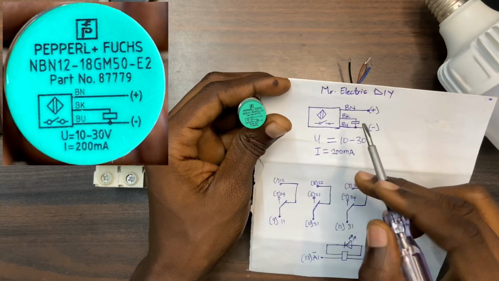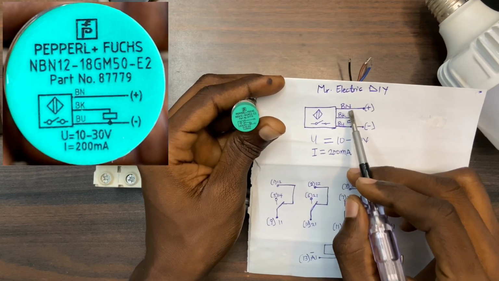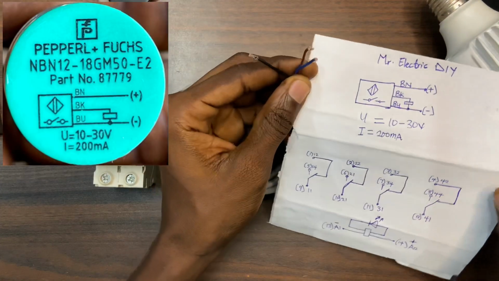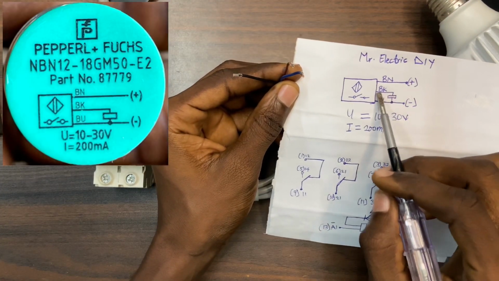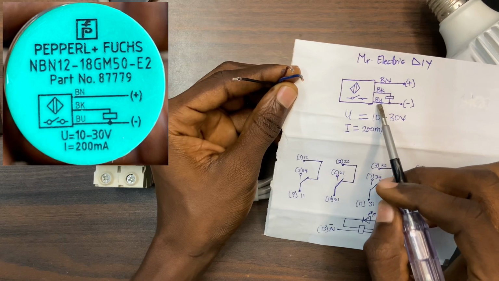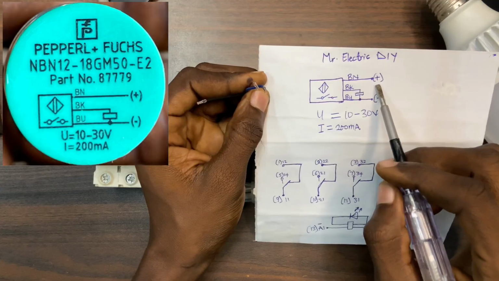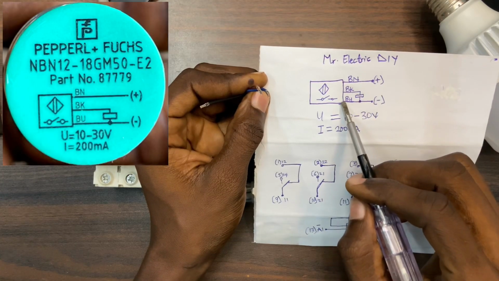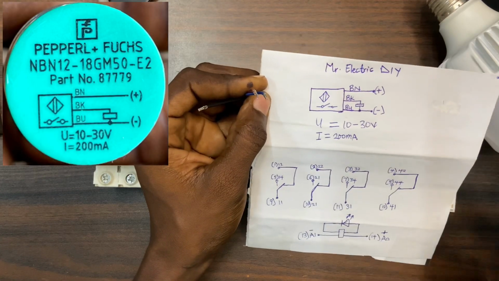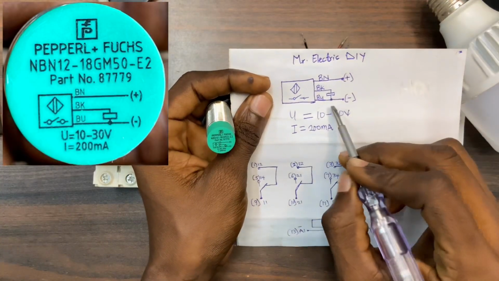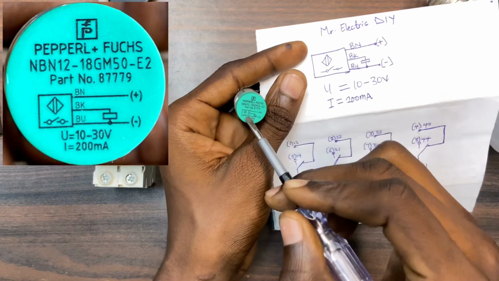You could see that we have BN, that is the brown wire. We have BK, that is the black, and BU, blue. So over here is positive. The brown is positive. We have the BU as the negative. And you could see that we have a tapping. This is a tapping. We have everything written here.